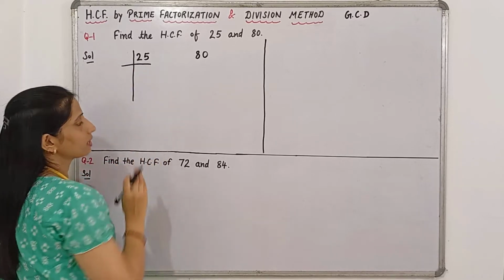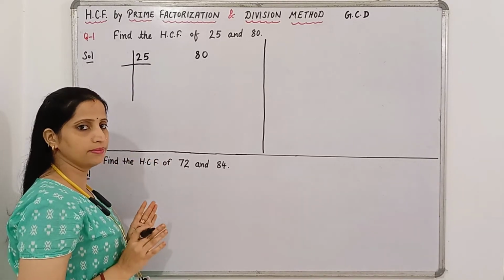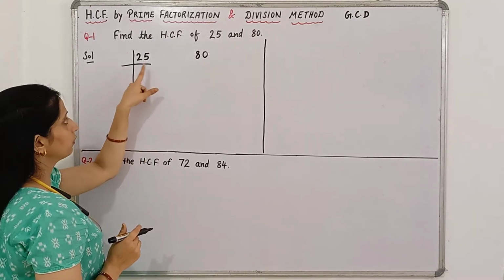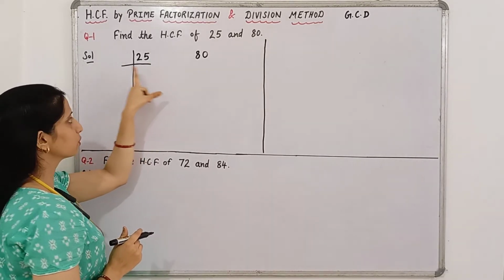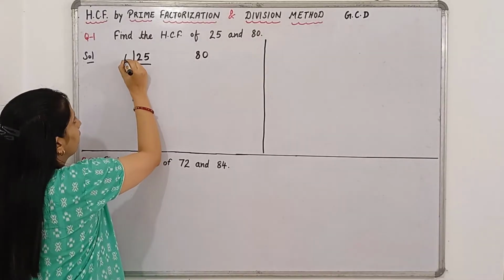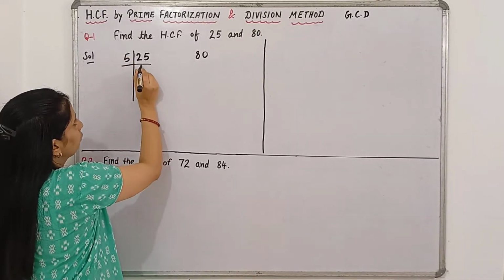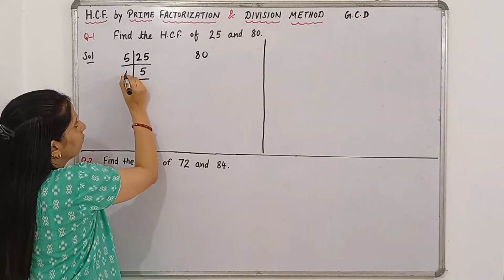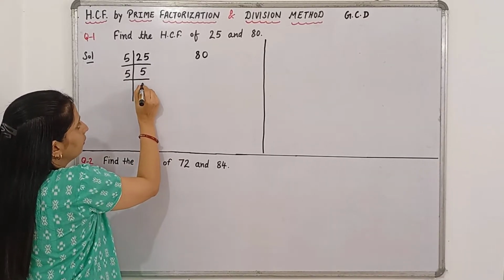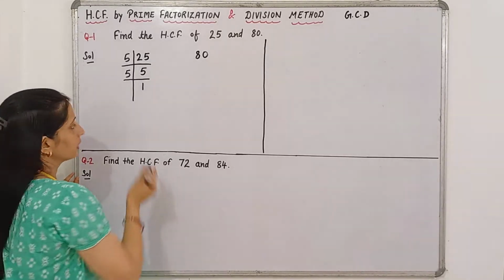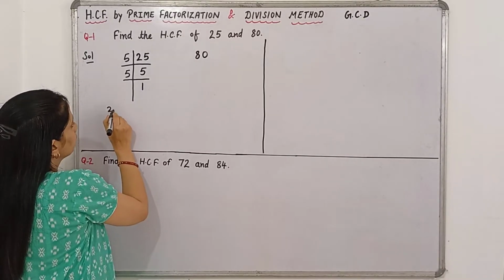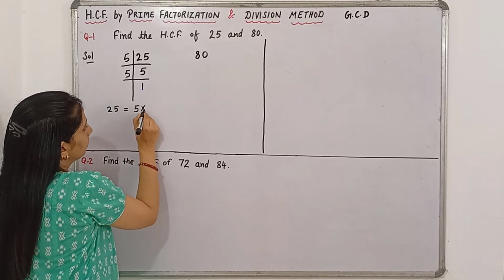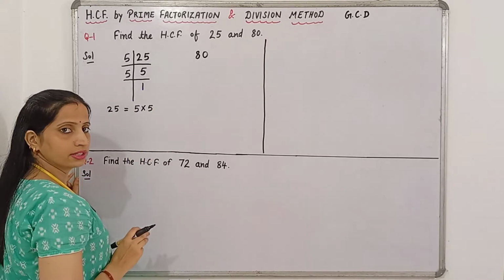So we will always start from the lowest possible prime number. So our lowest prime number is 2, but 25 is not divisible by 2. So we will divide it by 5. In the table of 5, 25 comes in 5 times. So we write 5 here. Again we will do it by 5 till we get 1. Okay. So the factors of 25 will be 5 multiplied by 5.